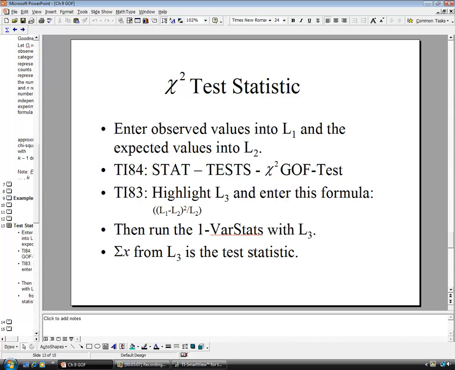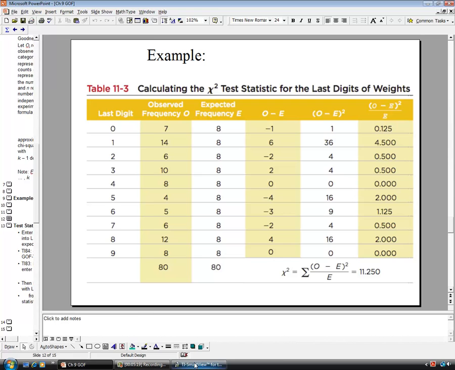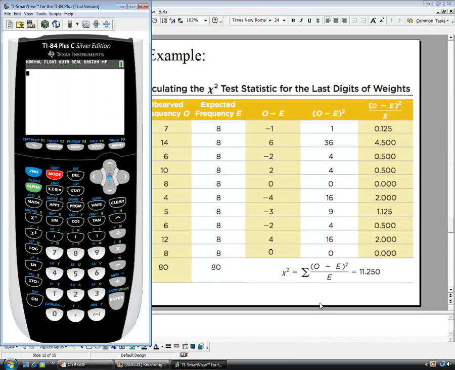Alright, now we're going to run the one-var stats with list 3, and the sum of the x's will give us a total of that. Now let's see how this works. I'm going to go back a slide and show you the data. This data must be entered in list 1, the observed counts, and these values are in list 2. Stat, enter. I've already got the data listed in here, but this is how it should look for you.